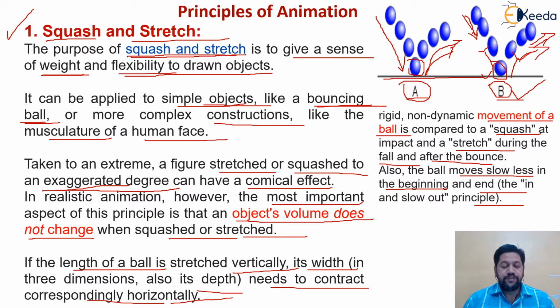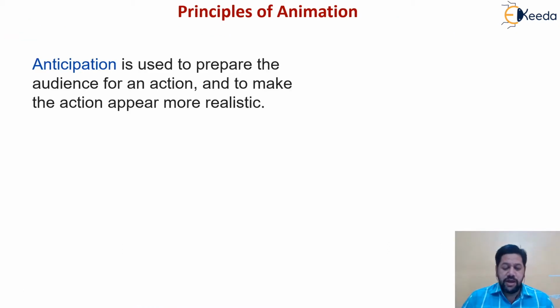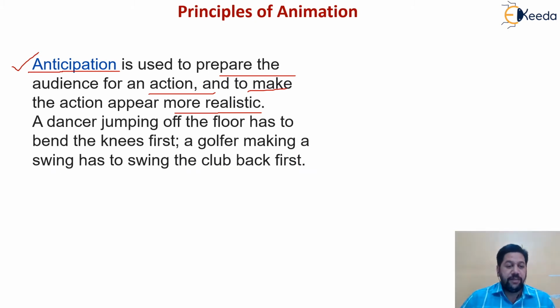So let us move to the second principle of animation. The second principle is called anticipation. So number two is anticipation. It is used to prepare the audience for an action. So we have to prepare the audience for an action. Anticipation is required to make the action appear more realistic. That's why the principle is called anticipation.